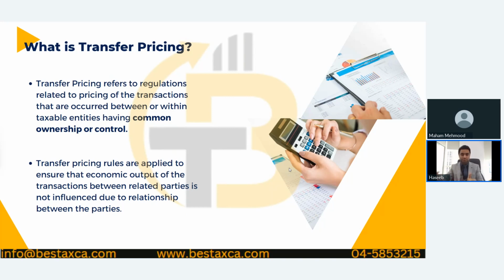It is to reduce the profits for the party A. To avoid that, there are certain rules and regulations that need to be followed. So we have discussed what transfer pricing is. These are the transactions incurred between the related parties which have common ownership or control. Of course, the transfer pricing rules are applicable to ensure that the economic output of the transactions is not influenced because of the relationship between the parties.